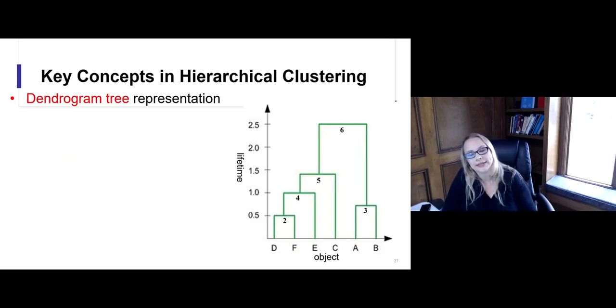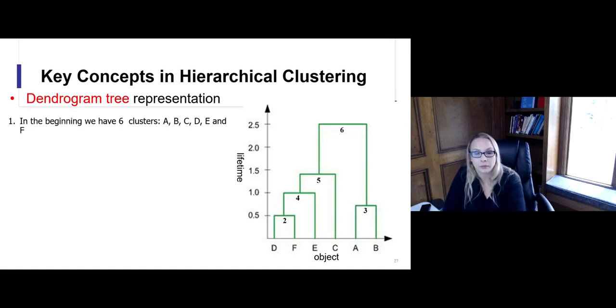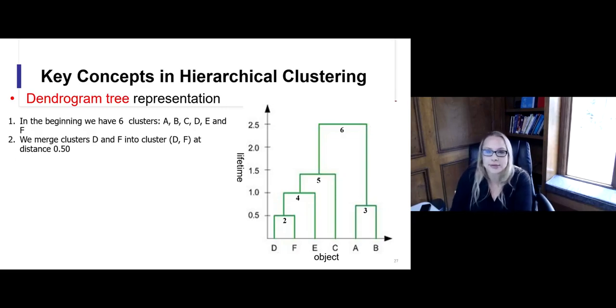Now let's look at this in a dendrogram. For a dendrogram tree, its horizontal axis indexes all of the objects in a given data set. So here we have A, B, C, D, and E. The vertical axis expresses the lifetime of all possible cluster formation. The lifetime of a cluster is defined as the distance interval from the moment the cluster is created to the moment that it disappears with a different cluster.